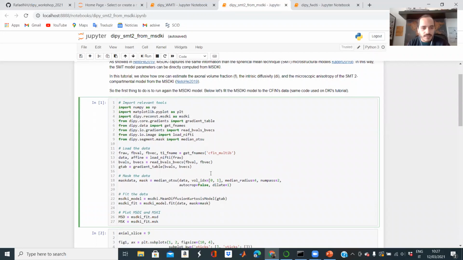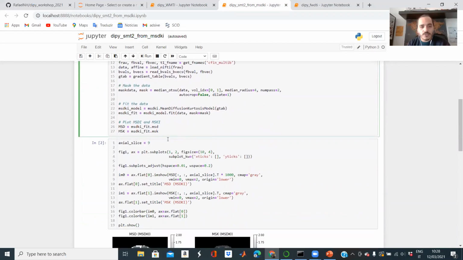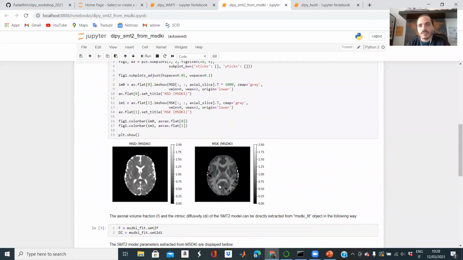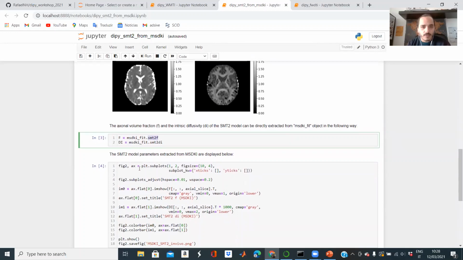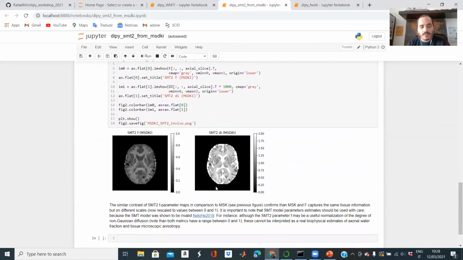So here I'm just loading the data. I'm fitting this mean signal kurtosis model and extracting, for example, the mean signal diffusivity and mean signal kurtosis, and I'm plotting them here. Okay, these are the standard mean signal DKI parameters. However, you can also directly extract the SMT2 parameters. So, for example, the axial water fraction of this model and the intra-axonal diffusivity, which I'm plotting here.